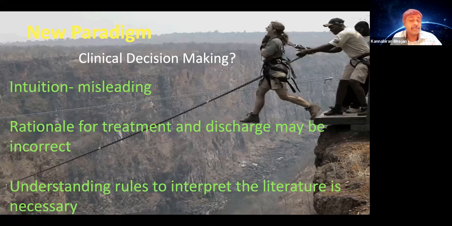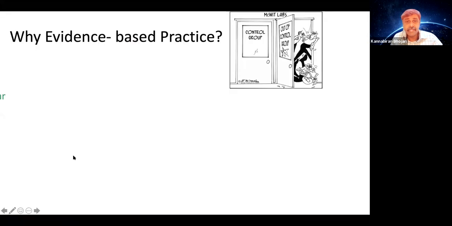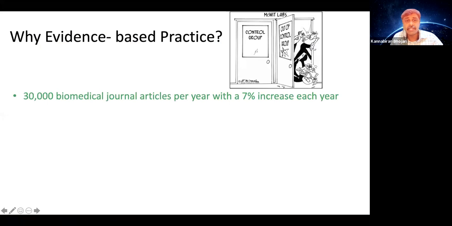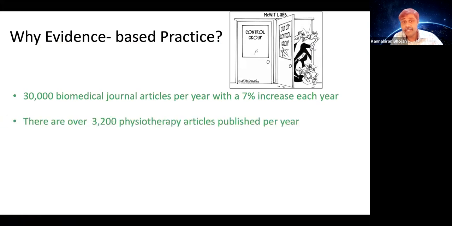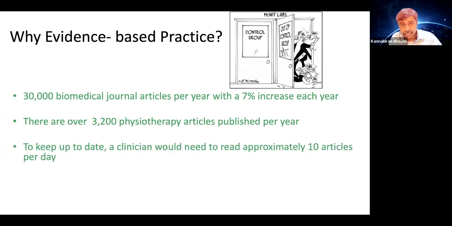Even if you read the literature, you need to know what kind of literature support you are following. Finally, why you need to do all that is because there are 30,000 biomedical journals published with a 7% increase every year, and roughly 3,200 physiotherapy articles published per year. To keep up to date, you need to read at least 10 articles per day, which is practically impossible. So somewhere in the world, somebody is running and somebody is not running. So you have a mismatch.